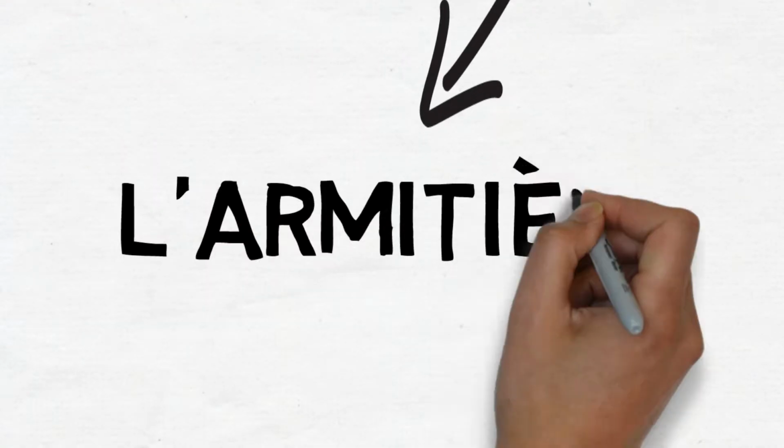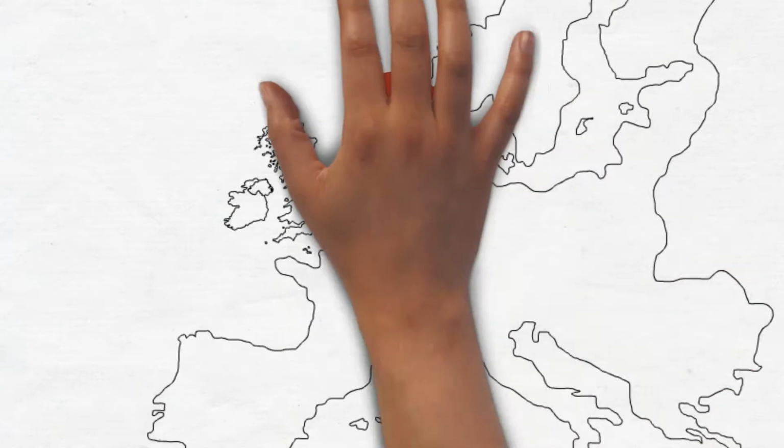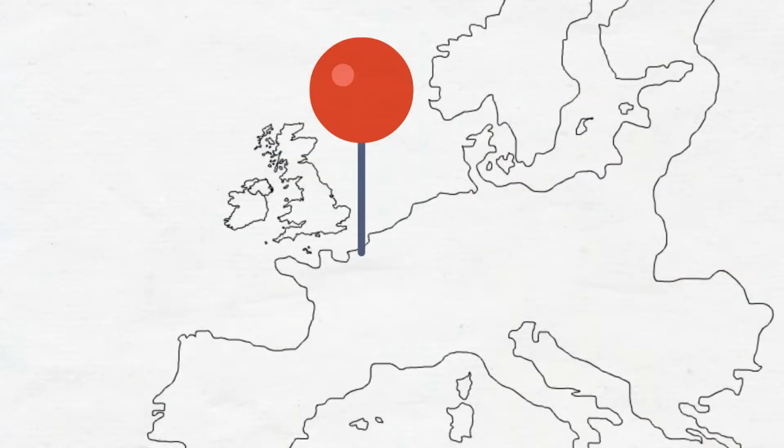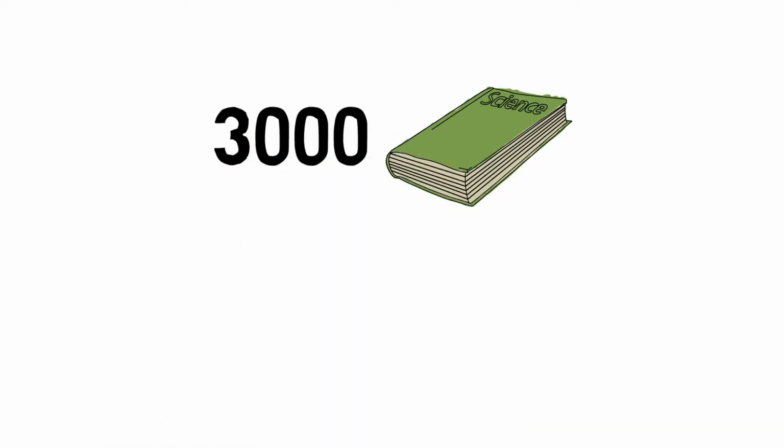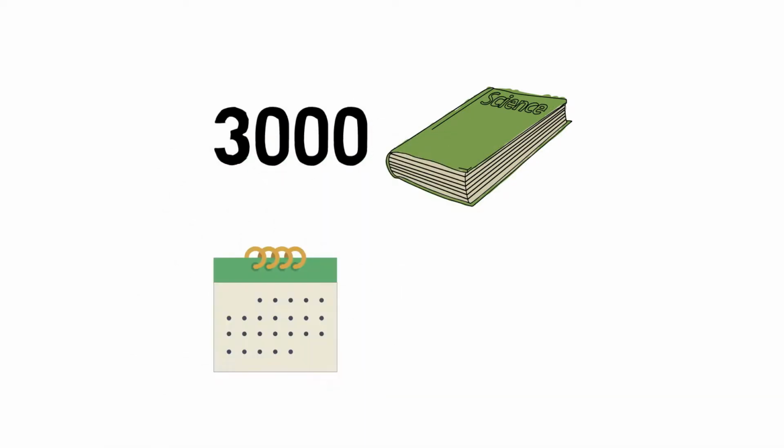The bookshop that we are going to talk about is called L'Armitière, and it's located in Rouen in the north of France. Today, we are going to analyze an inventory with over 3,000 different units. This corresponds to all the books that the bookshop had in its shelves in 2017.